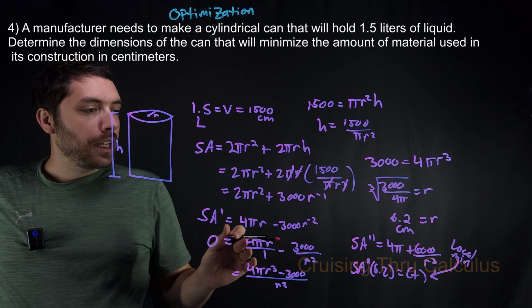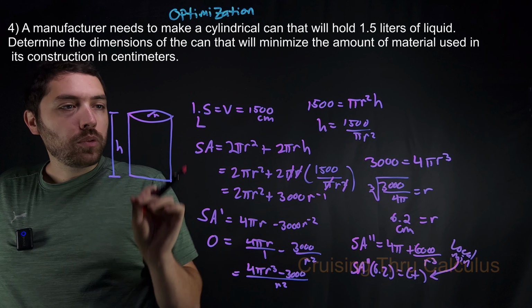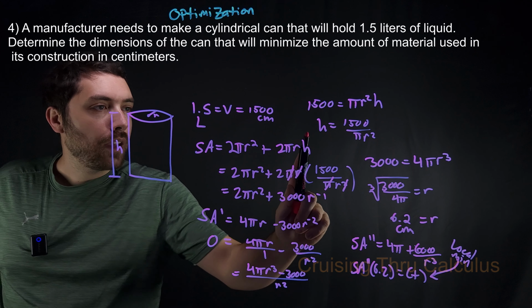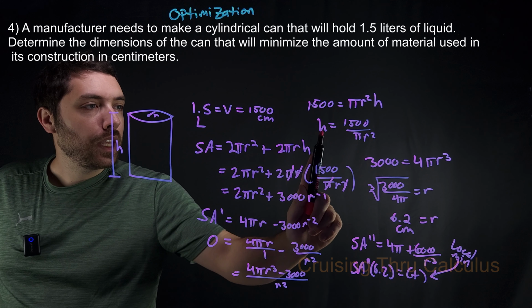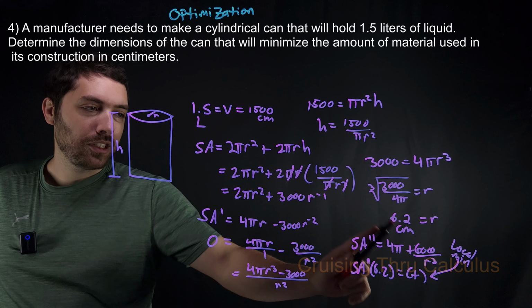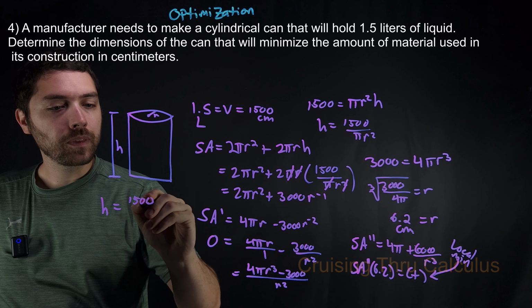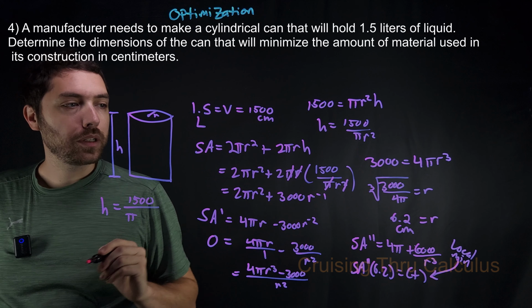Okay, this is great. I now know that the radius of the can should be 6.2. All I have to do now is find the height of the can. And luckily for us, I have an equation right over here that will give me the height of the can if I know the radius, and I do now. So the height of the can is 1500 over pi times r squared.